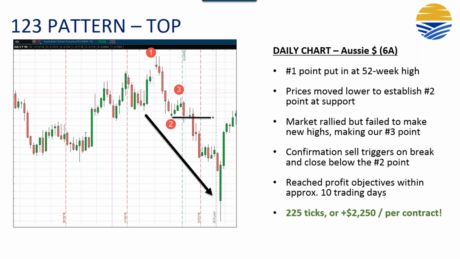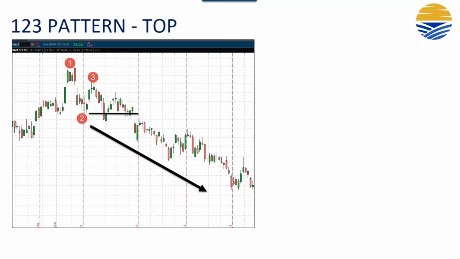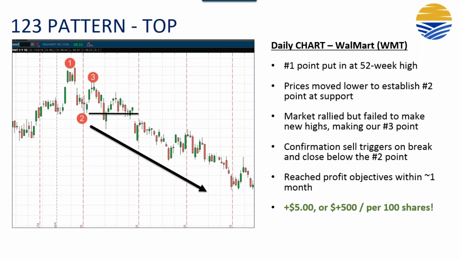All right. Let's look at some 1, 2, 3 tops. Let's look at another example. I'm going to answer all you guys' questions. I appreciate the questions. It's a daily chart of Walmart, WMT. Here we have a number 1. Why? It's a 52-week high. That's our number 1 starting point.